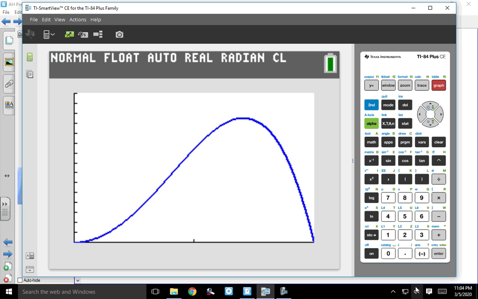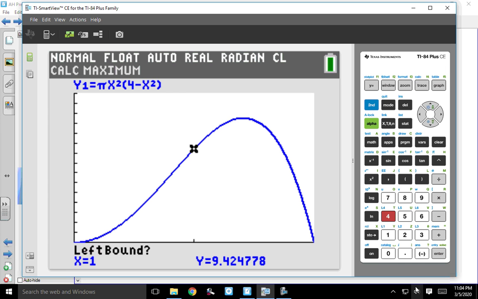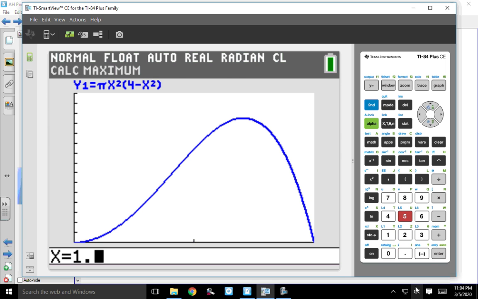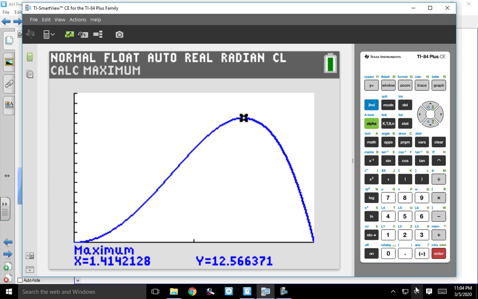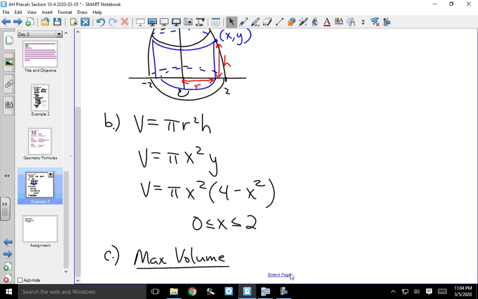And we want to find the maximum. So let's go to our second calc, go to maximum, and give it a left bound. 1, sure, that's fine. We'll give it a right bound. I'll say 2. And I'll give it a guess of about 1.5, somewhere in the middle. And there we go. 1.414 is our value of x, and our value of y, which represents volume here, is 12.566. Let's grab a picture of that and paste it into our slide.